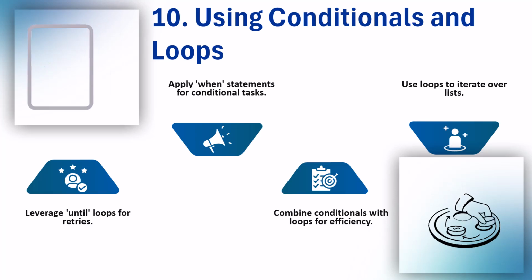Conditionals are like decision-making in playbooks. Because yes, computers need logic too. Loops, meanwhile, save us from writing the same task a dozen times. And when things go wrong, until loops step in like a stubborn detective who won't stop until they crack the case.